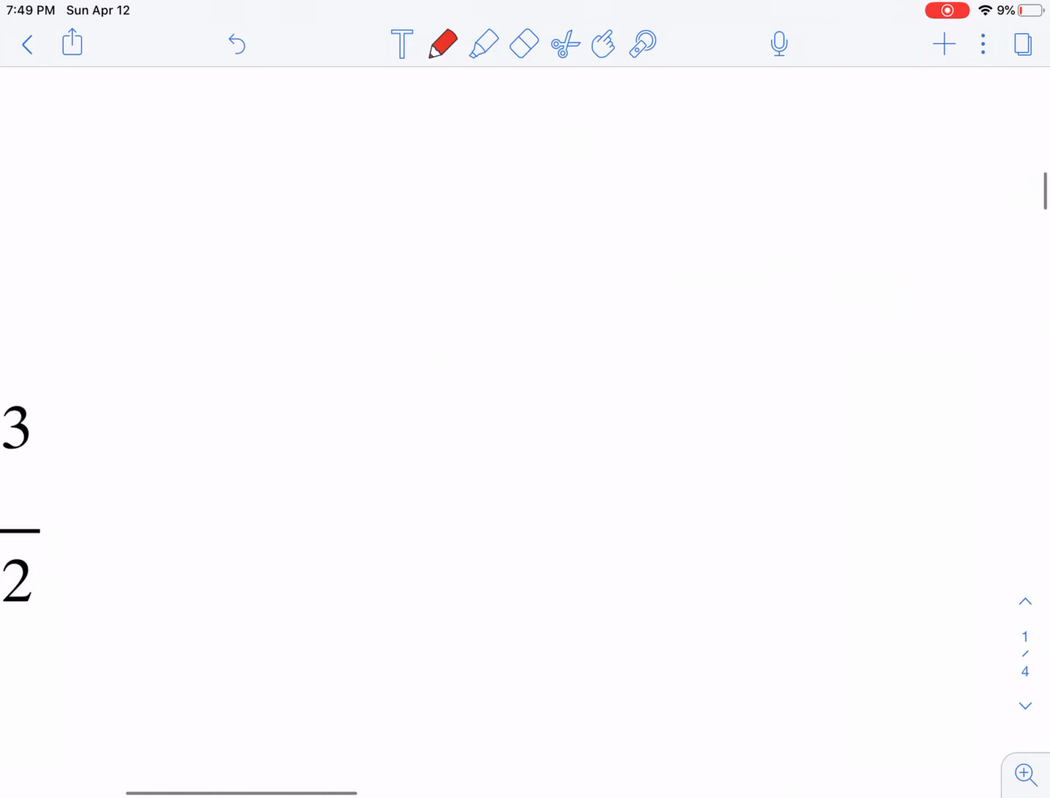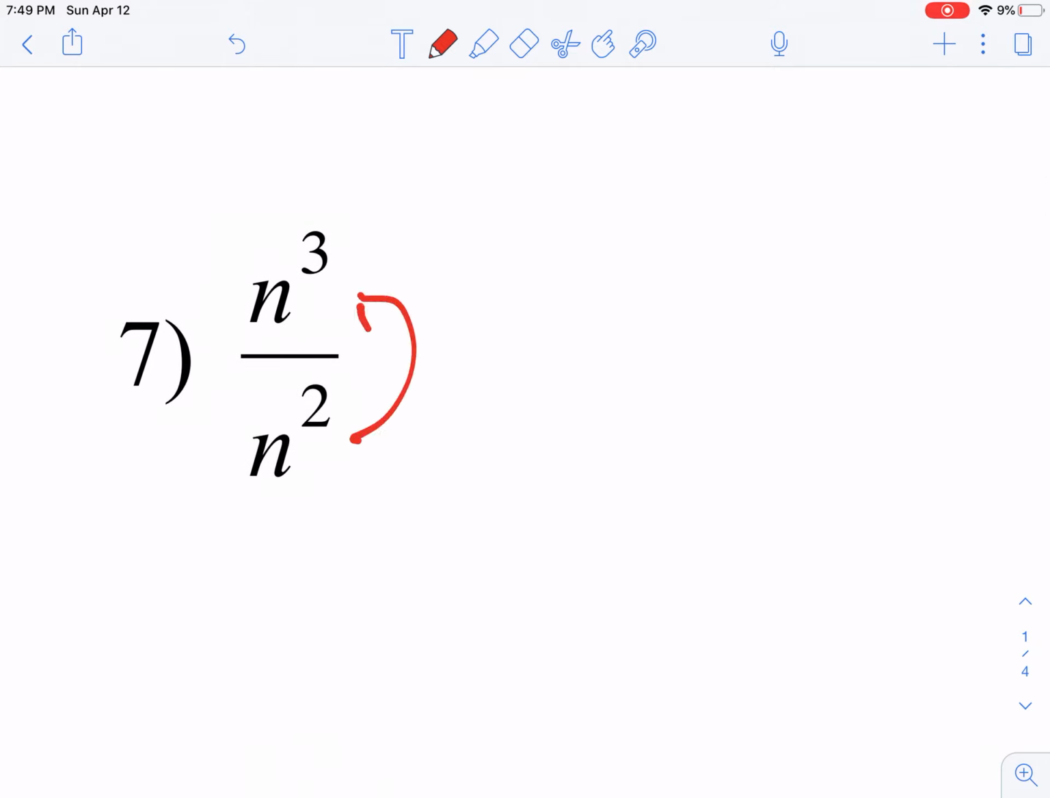Number 7. This time there are no numbers. We're going to move this to the top. And so we're going to subtract. We're going to keep the base the same, n to the first. And then you'll notice how this cancels out and there's nothing down there on the bottom. We always assume that's the number 1.